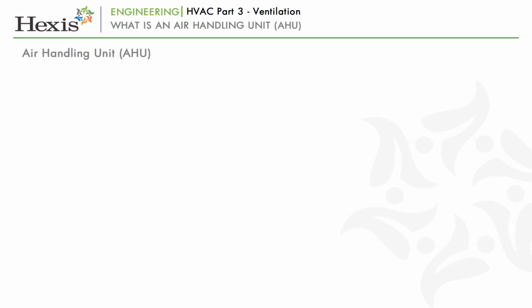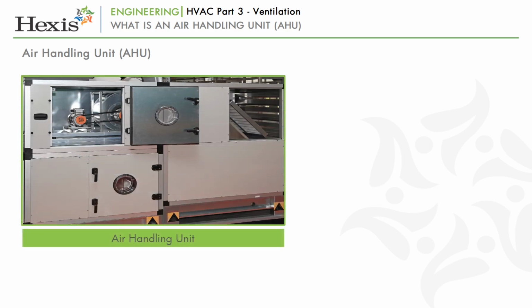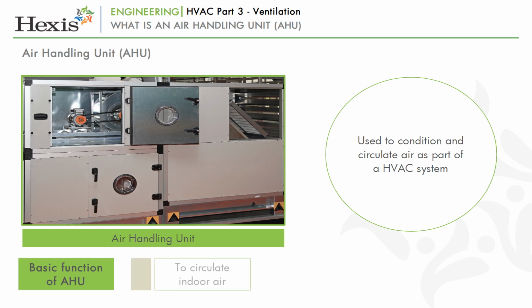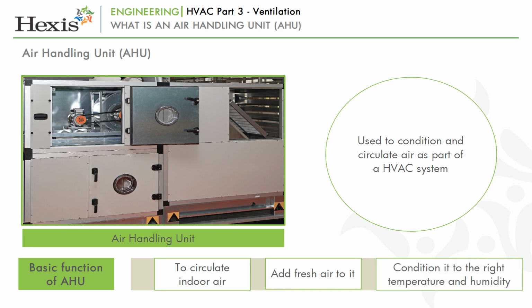Let us now understand more about air handling units. An air handling unit, AHU, is used to condition and circulate air as part of a heating, ventilating, and air conditioning system. The basic function of the AHU is to circulate indoor air, add fresh air to it, and condition it to the right temperature and humidity before delivering it back to the conditioned spaces.